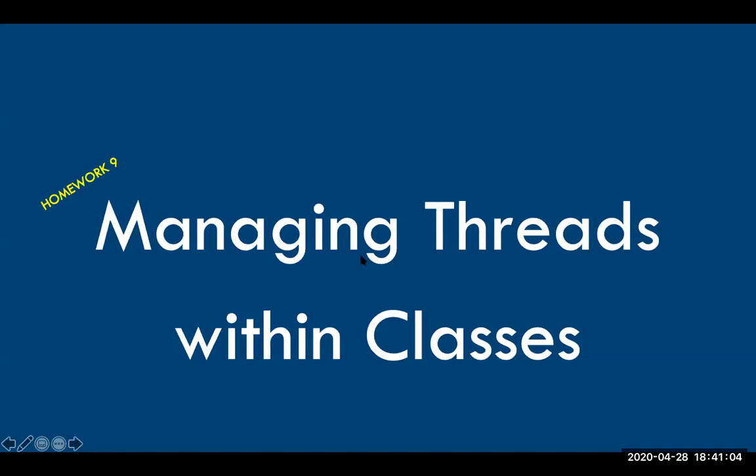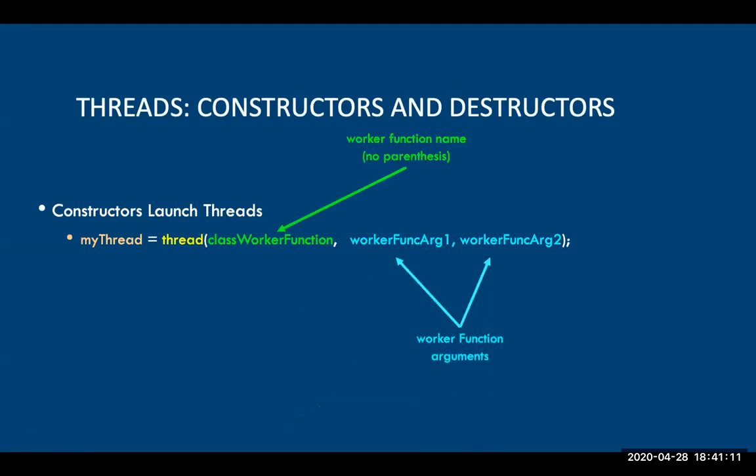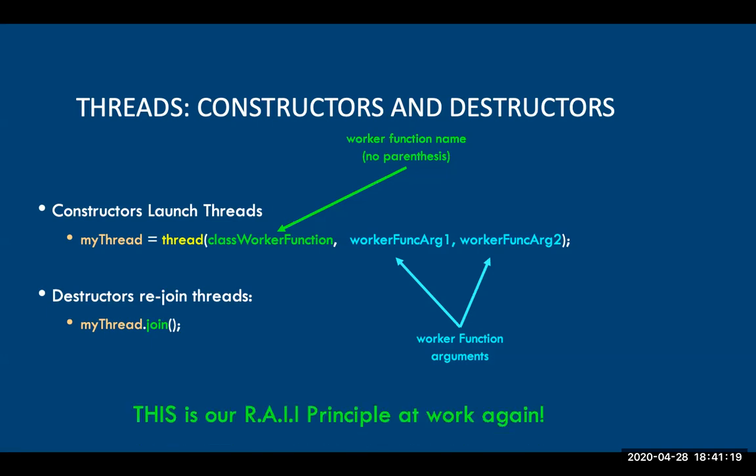Okay, so let's look at managing threads within a class. We're going to do exactly what we just talked about, right? So this is how we would do it, the same way we would normally do it, as long as our class worker function is static, right? And this is that RAII principle at work. We're actually designing our class so that when the maze class goes away, it's going to clean up its threads. So that's really what we want to do.